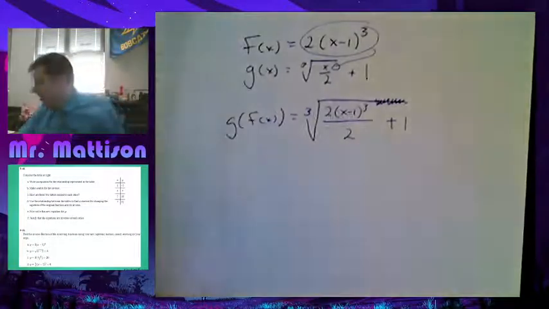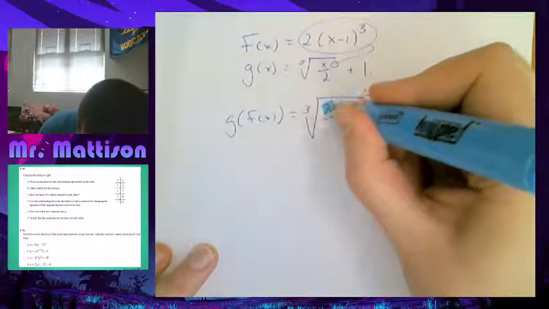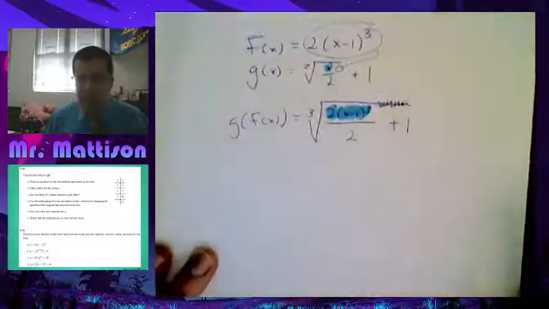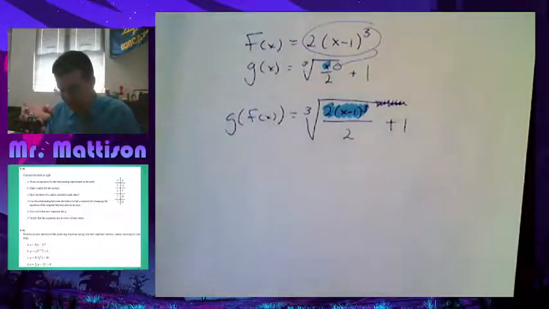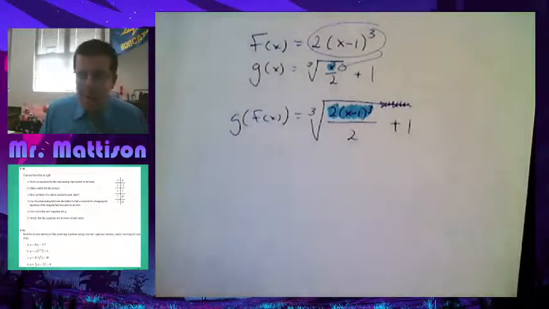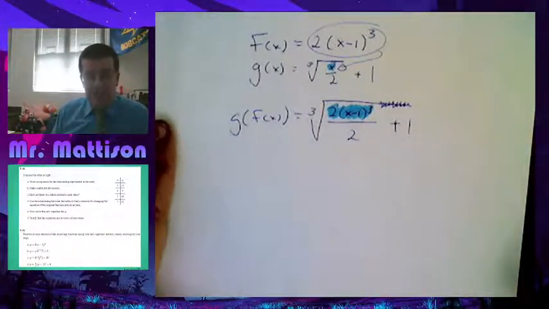So again, I'll circle that or highlight it so you can kind of see that all of this is what got plugged in for the x. So I just plugged in whatever my f was in for that x, and that's what I ended up getting out of it, right? So now, let's try and simplify it.